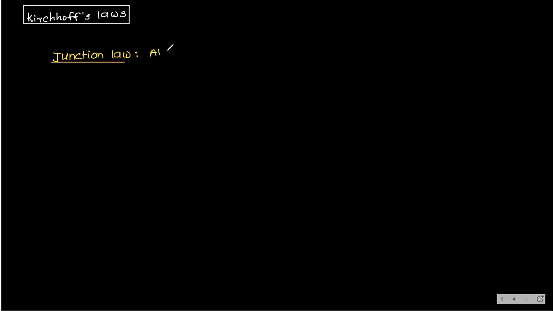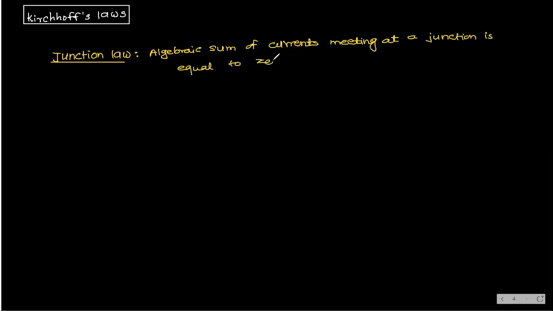So the algebraic sum of currents meeting at a junction is equal to 0. Okay, so that is summation of I is equal to 0. One example we will see.